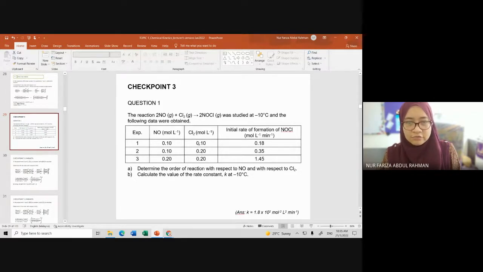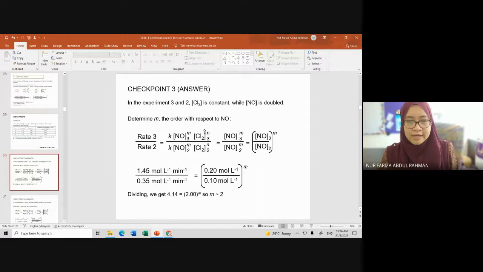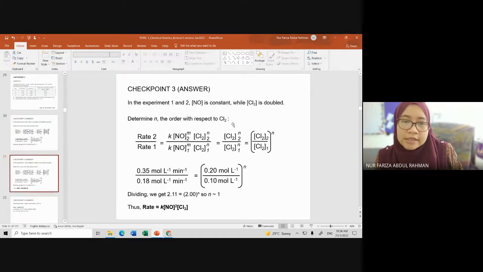Kita boleh pilih 1 dengan 3. Bukan. 2 dengan 3 sebab dia constant. If you want to find Cl2, that means we have to fix the NO concentration. So we may choose 1 and 2. Alright, so you patut dapat, this is with respect to NO. You punya order you should get 2 lah. This is for NO, and this is for Cl2. You should get N is equal to 1, ataupun the order for Cl2 is 1.